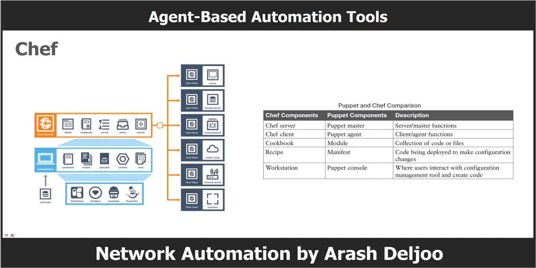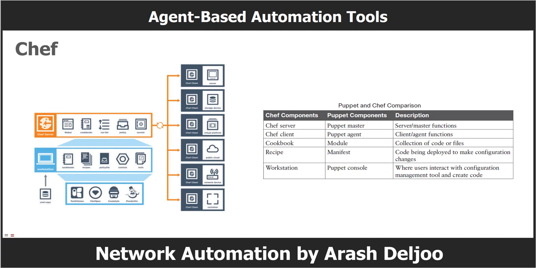Once a recipe is created on the workstation, it must be uploaded to the Chef server in order to be used in the environment. Knife is the name of the command line tool used to upload the cookbooks to the Chef server. With the help of this command line tool, we upload the cookbooks to the Chef server. The command to execute and upload is knife upload then cookbook name.